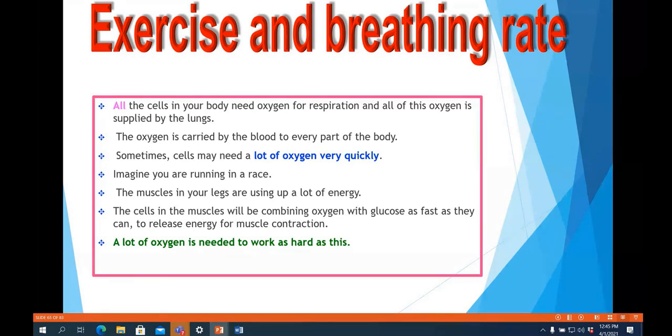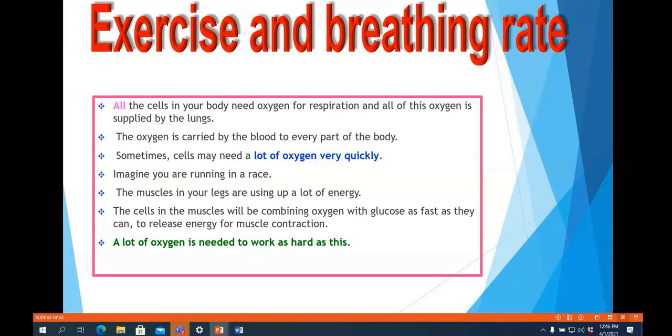When do they need it very quickly, ladies? Rawasan or Sarah? When do our cells need a lot of oxygen very quickly? During anaerobic respiration, during vigorous exercise. Perfect. When we are doing vigorous exercise, as we discussed earlier, our cells need a quick supply of oxygen.